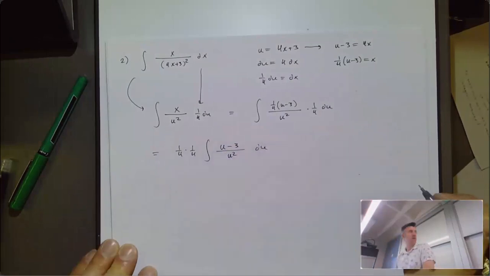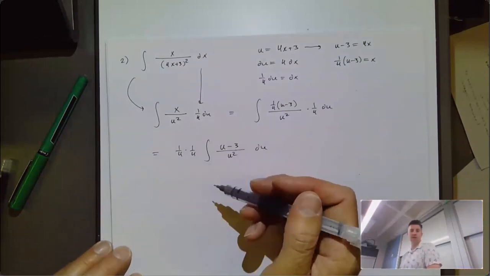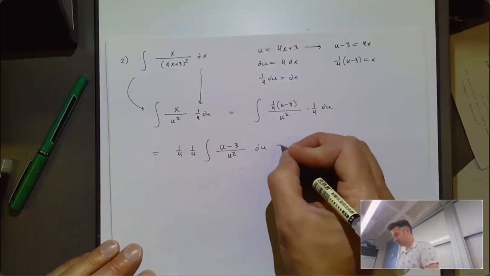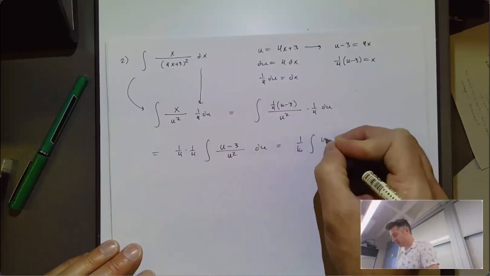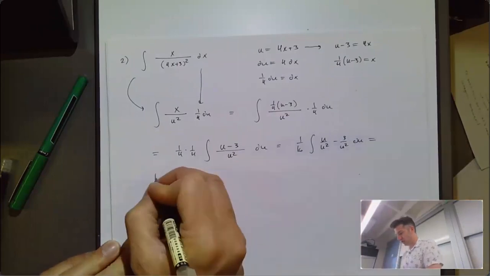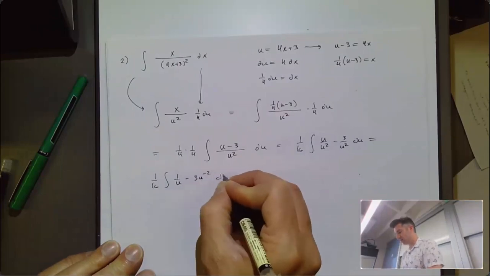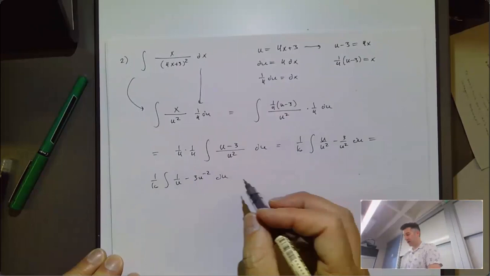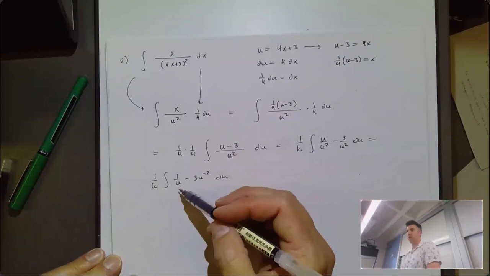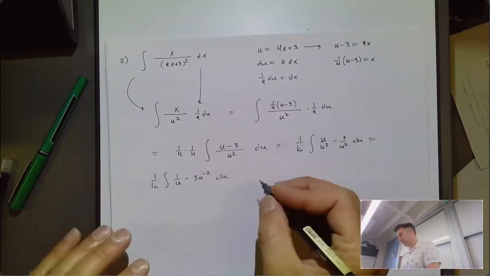This is definitely an improvement, because if you have a rational function where the denominator only has one term, you can divide each thing by the denominator. This is going to be 1/16 times the integral of u over u squared minus 3 over u squared, which I would then write as 1/16 the integral of 1 over u minus 3u to the negative 2. Most of the time, I write things as u to a negative power, unless it's u to the negative first. For some reason, I just find it easier to think of 1 over u having an antiderivative of the natural log of the absolute value of u instead of u to the negative first. But whatever works for you.